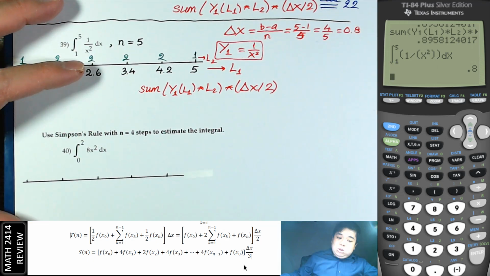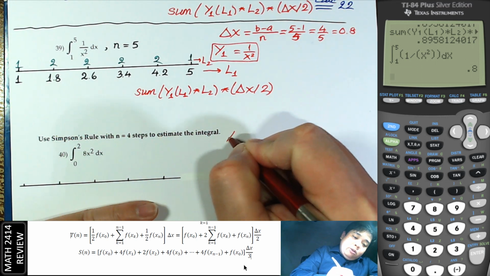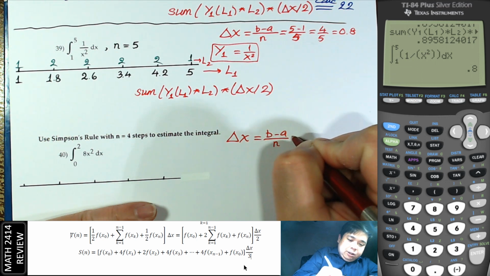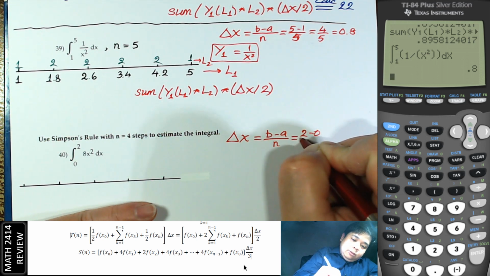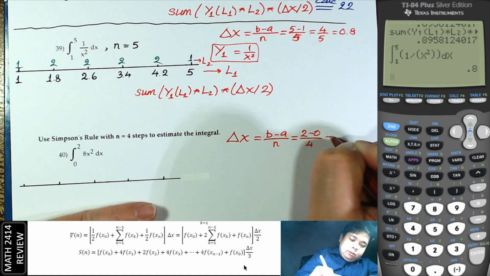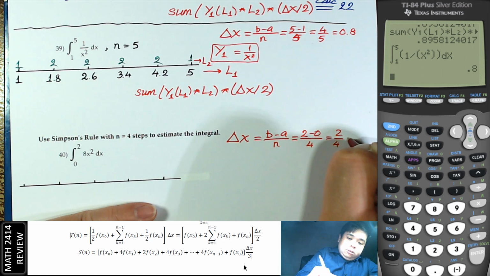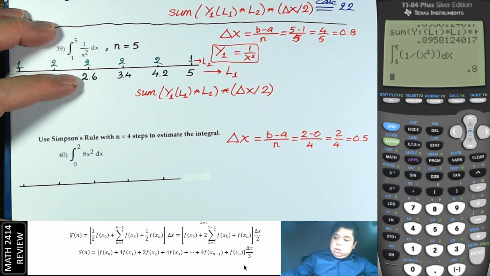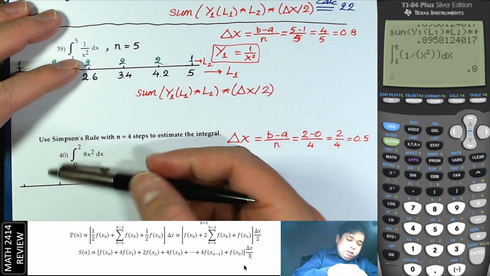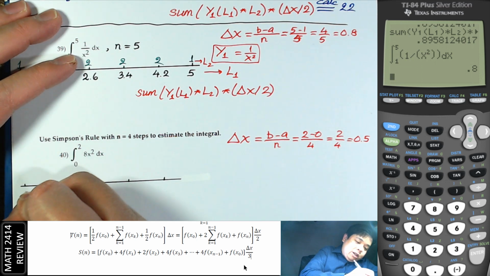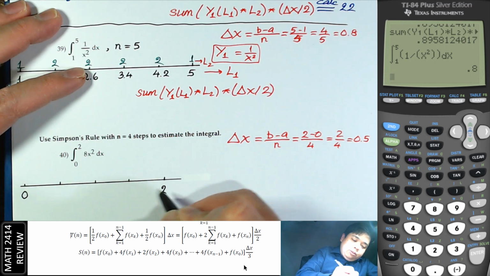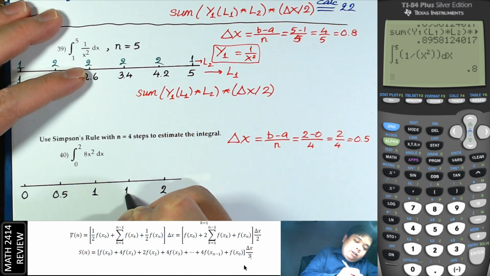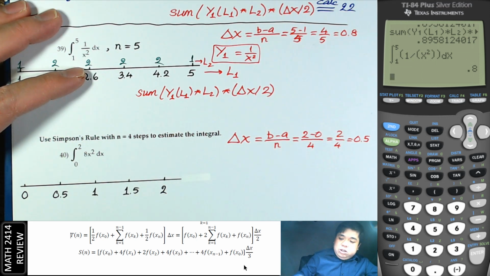Right, we go from 0 to 2, divide into 4 segments. So first, delta x is (b minus a) over n. So we go from 0 to 2. The increment is 0.5. So that will go to list 1.